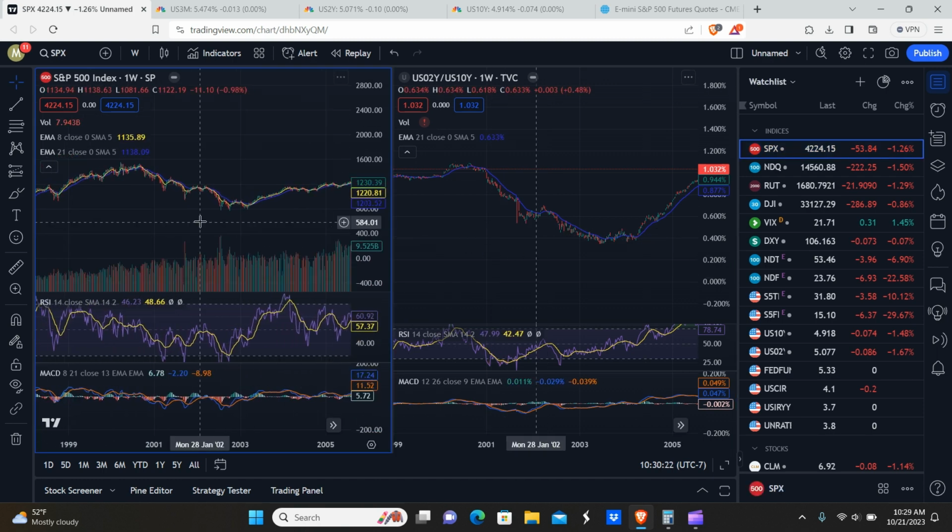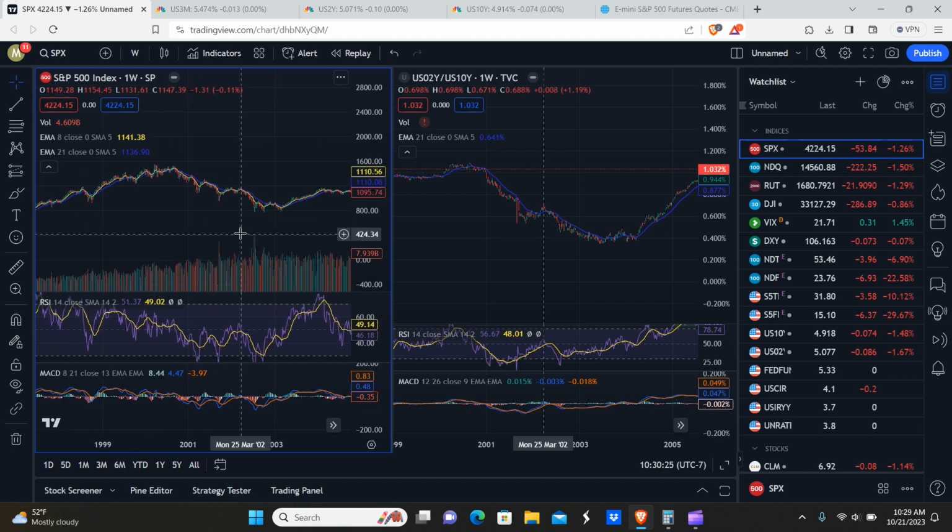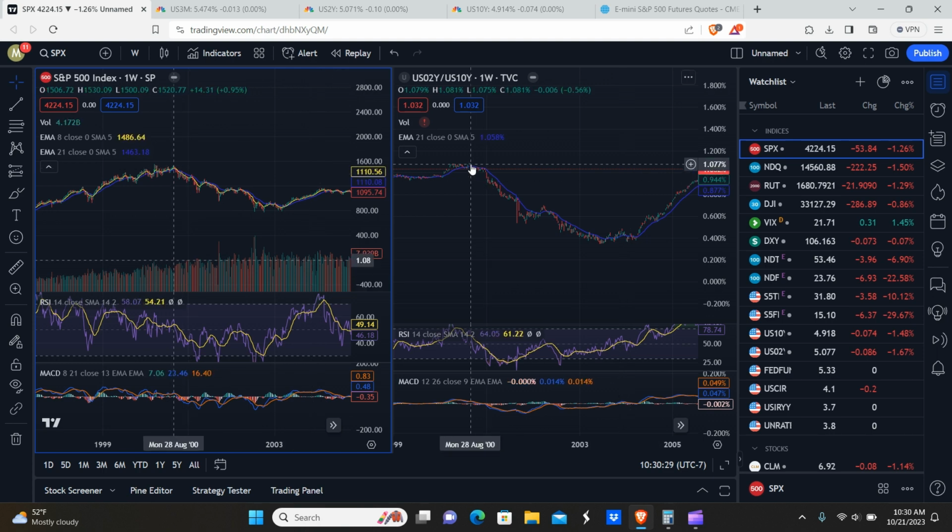So we're going to go to the last example here, the most recent one. We could go all the way back in time, guys, and there are a lot of examples we could use for this, but we would just want to use the most recent ones within the last 25 years.